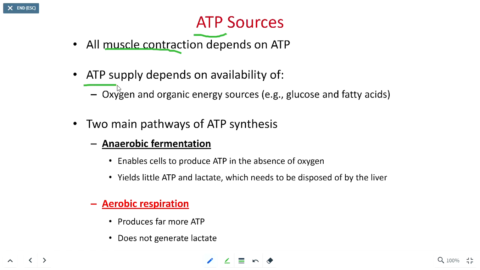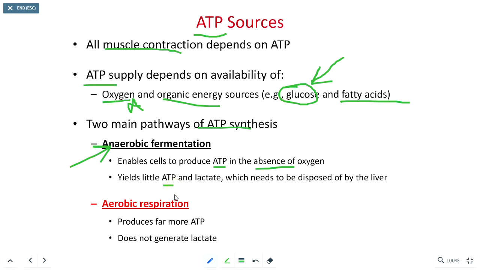So as we look at ATP, think back to our chapter 26 discussion on carbohydrate metabolism. Our ATP depends on oxygen and organic energy sources. Most of the time, we're going to be getting our organic energy sources in the form of carbs or glucose. To a lesser extent, we can use fatty acids or amino acids, but we need that oxygen. So we can make ATP two different ways. We can have anaerobic respiration or fermentation, and we can make ATP when we don't have enough oxygen.